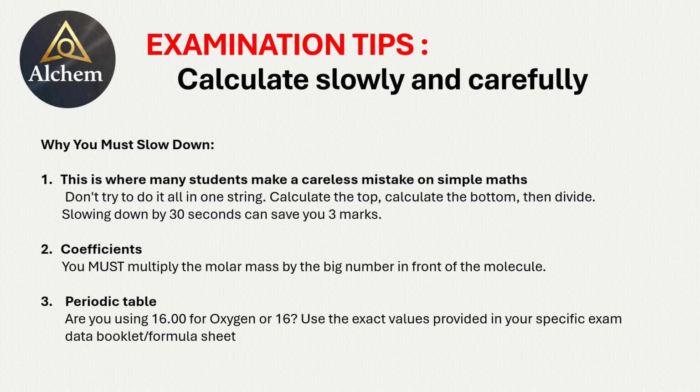And number 3, use the periodic table. Even though you know the molar mass of oxygen is 16, it'll actually say 16.00 in the periodic table. So just double check, hydrogen is 1.01 instead of 1. Have your periodic table in front of you. Make sure to check the values before you calculate the molar mass.